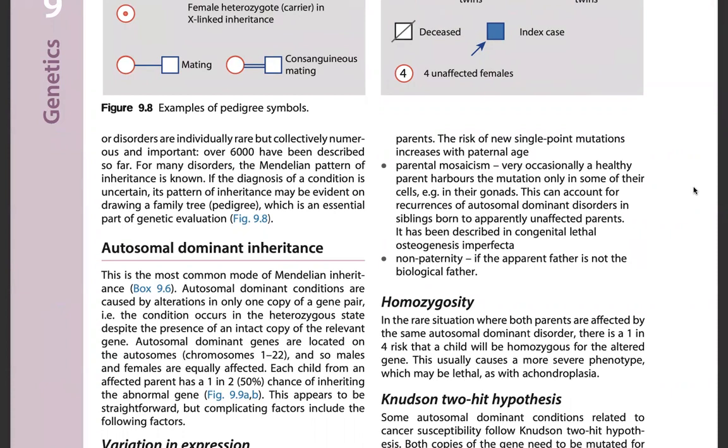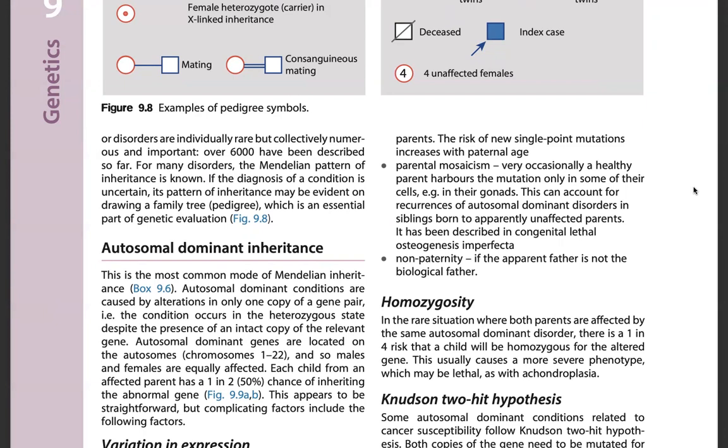Autosomal dominant conditions are caused by alterations in only one copy of a gene pair, i.e., the condition occurs in the heterozygous state despite the presence of an intact copy of the relevant gene. Autosomal dominant genes are located on the autosomes, chromosomes 1 to 22, and so males and females are equally affected. Each child from an affected parent has a 1 in 2, 50%, chance of inheriting the abnormal gene, as we show in the figure.